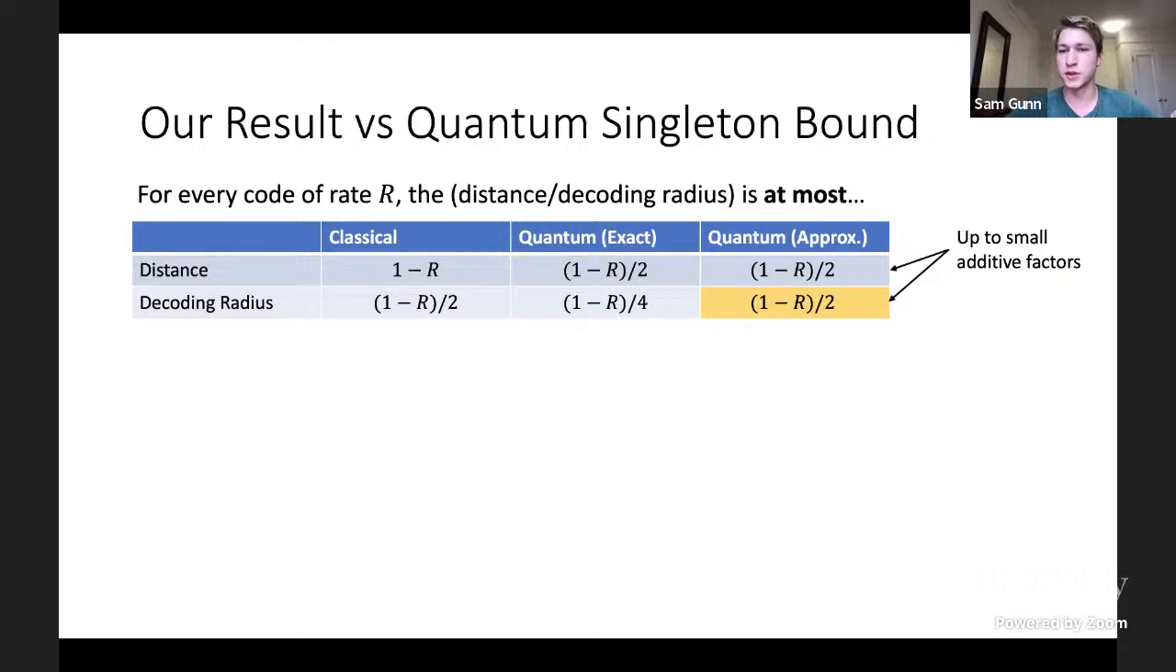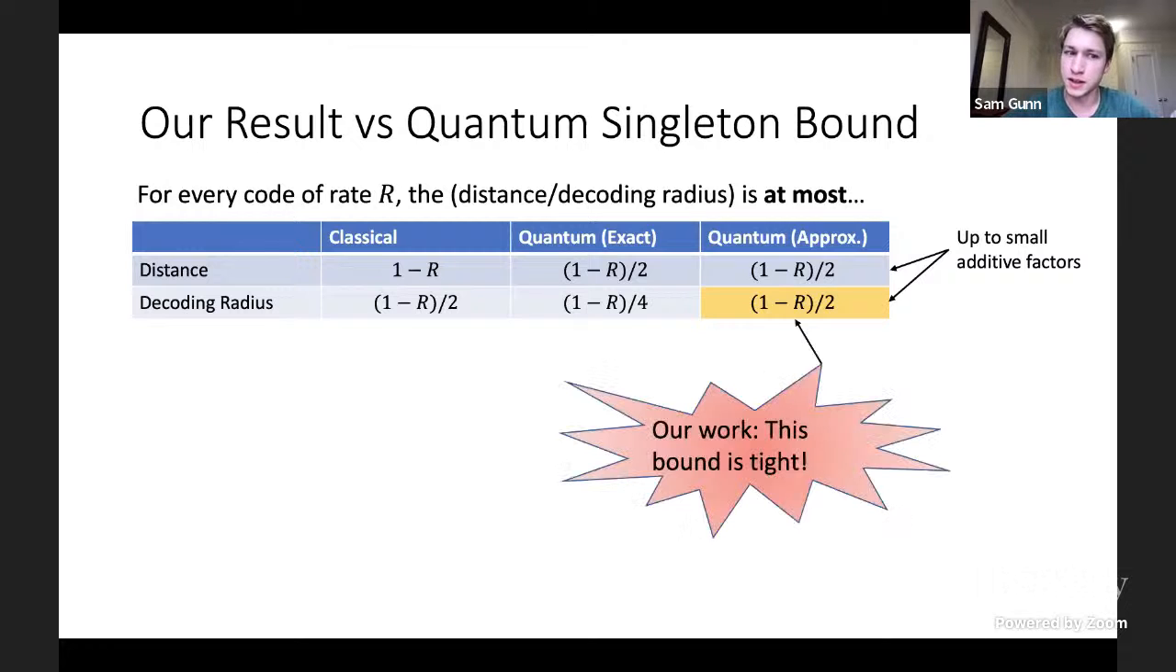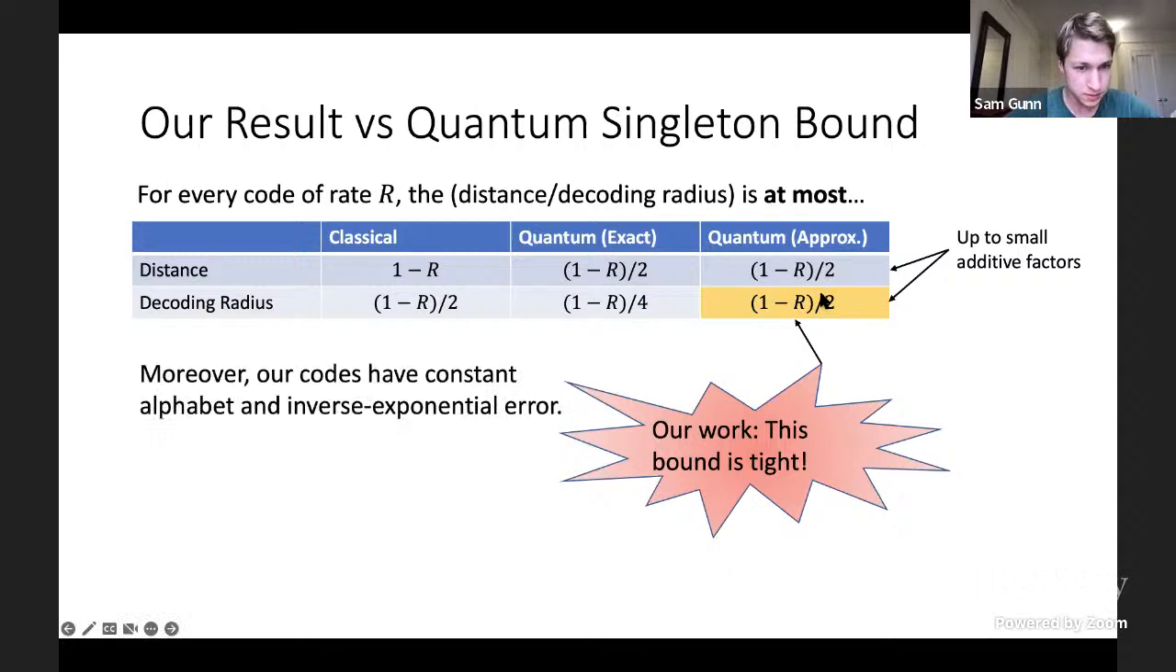But for this second column, we don't have any better bound than that. All we know is that the decoding radius is at most the distance. Namely, an adversary could always just erase the registers they're given, so you can't tolerate more adversarial errors than you have distance. The interesting thing that we show is that this bound is actually tight. We're going to construct codes that have decoding radius all the way approaching the quantum singleton bound. All of these in the right column are up to small additive factors. Moreover, our codes are going to have constant alphabet and inverse exponential error. So this is still in the setting that I described early on.